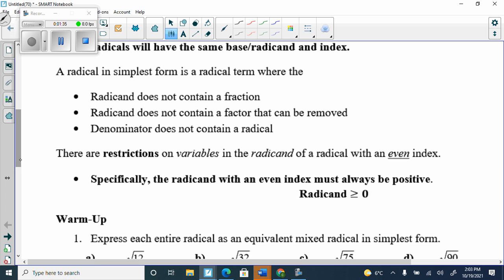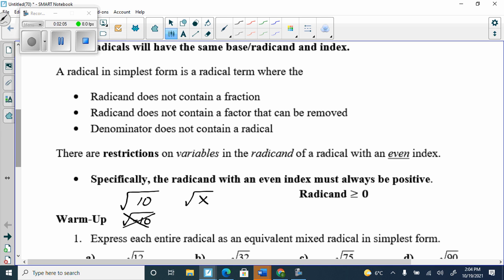There are restrictions on variables in the radicand of a radical with an even index. Specifically, the radicand with an even index must always be positive. So for example, if I had square root 10, that's fine, right? I can get an answer. What about square root negative 10? Can I get an answer? Can you square root a negative number? No, you can't. So if I instead gave you square root x instead of a number, because we're going to have variables this year, not just numbers.